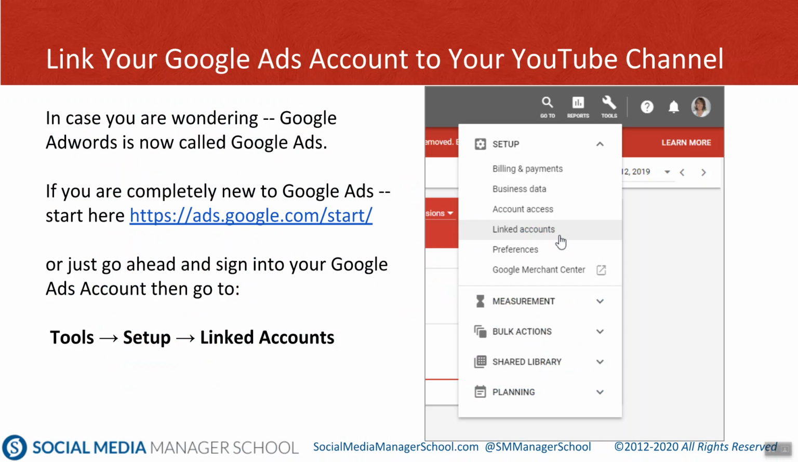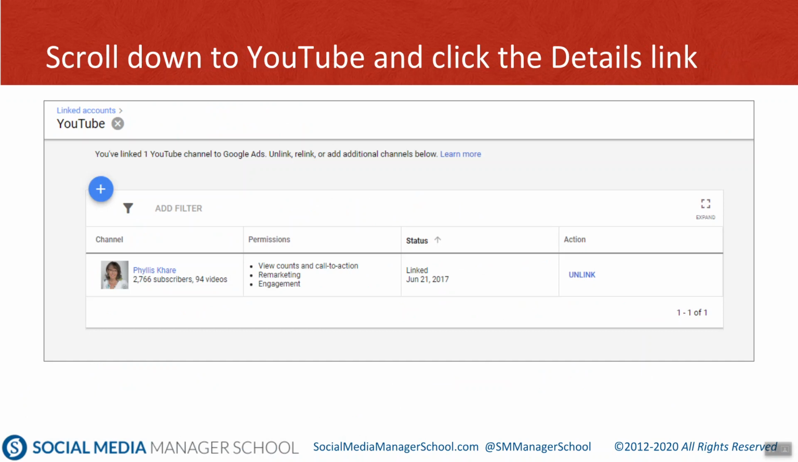So if you're completely, absolutely new to Google Ads, then like I said, you can start at ads.google.com. Or you can just go ahead and sign into your Google Ads account, and then in the top right-hand corner, click Tools, Setup, and then Linked Accounts. And this is how we're going to start this process to link your Google Ads account to your YouTube channel. So you'll scroll down that page and you'll find a little box for YouTube. When you open that up, there's a little details link.